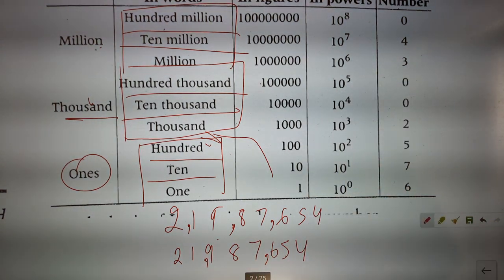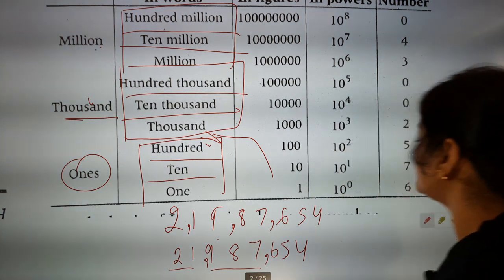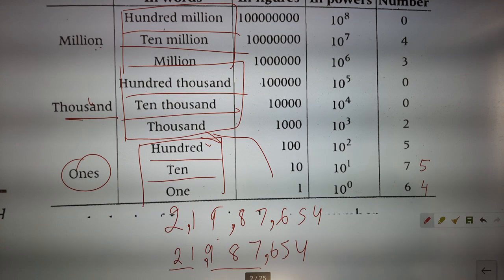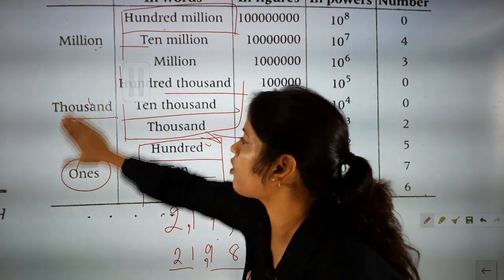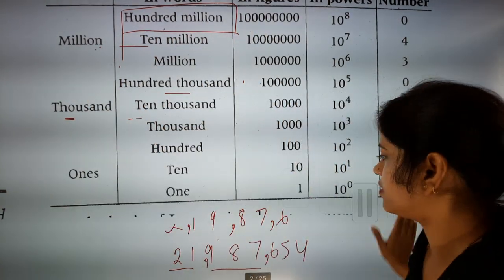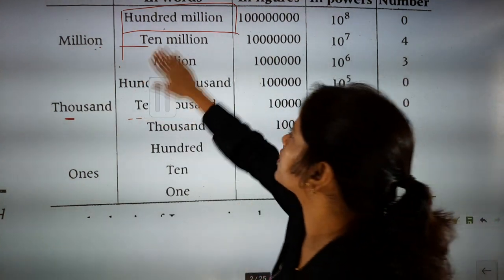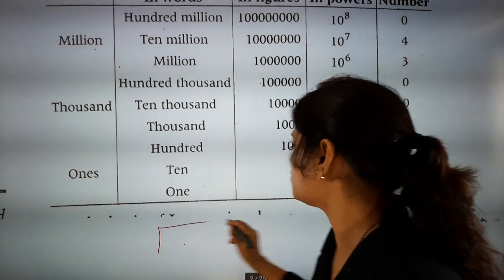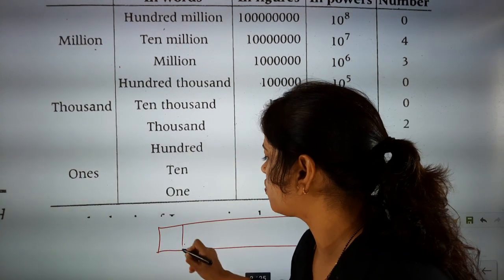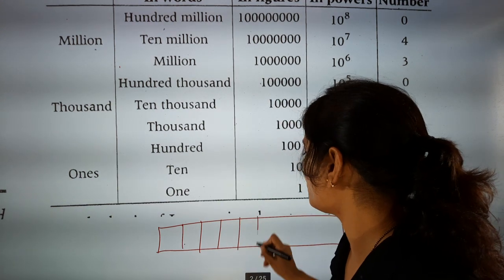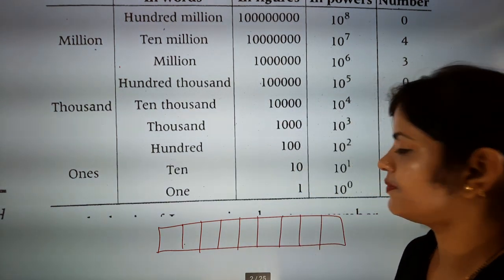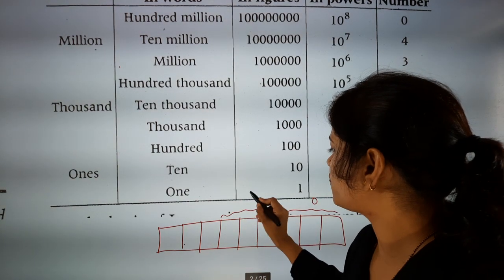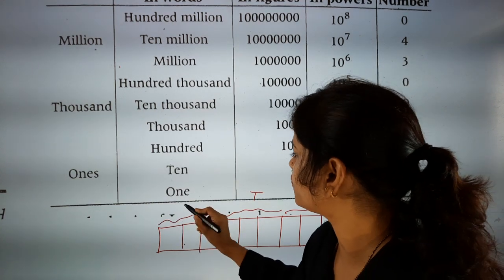Now if somebody gives you 2198765, we start writing from the right. So how to read it? Again, we make a box and try to locate the places. The first 3 locations: 1, 2, 3, 4, 5, 6, 7, 8, 9. Now one group of 3 is for ones, another 3 is for thousand, and another 3 is for million.